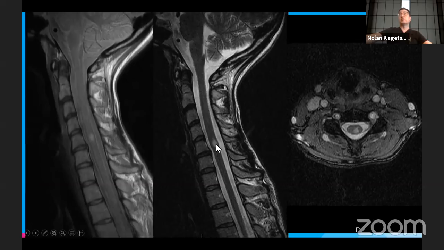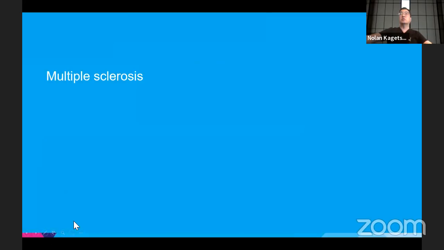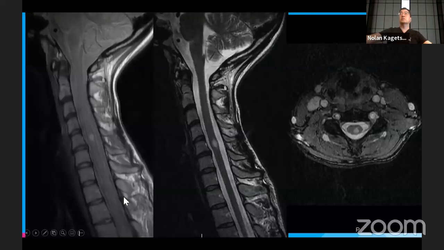Sometimes people see a finding like this on the MRI, and they'll say, oh my gosh, that's a tumor. And that's potentially... hang on one second. So sorry. You know what? Okay.